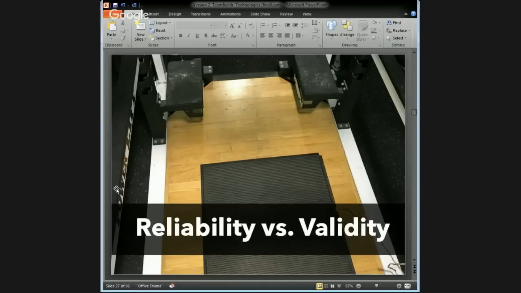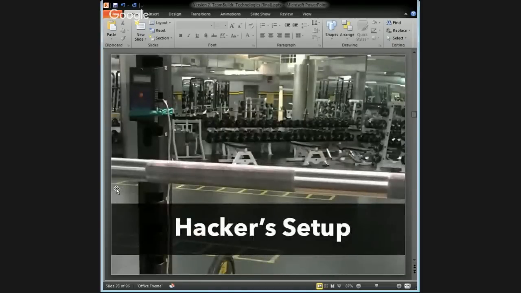And I'll walk you through a little bit of what we do here at Wichita State. This is our setup. It's not sophisticated by any means, but it's real world. It's in the trenches, and it's something that a lot of people can do. We have a barbell in our first rack in our weight room. We set up the contact mat.